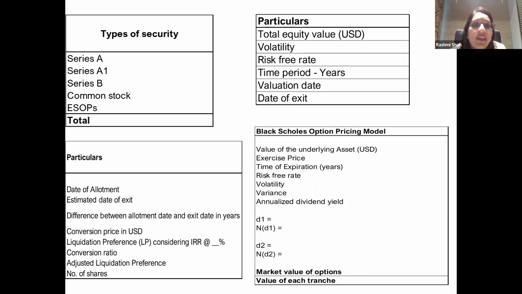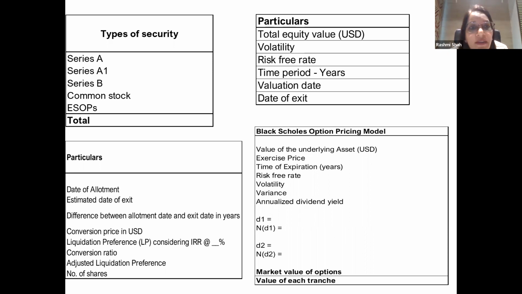And as the name suggests, whatever transaction the company has undertaken, any funding round that a company has undertaken, if you try to iterate and get the value of all the instruments based on that funding round itself, that is called a back solve. Okay, so you're using a backward approach to get the value of all the instruments of the company at present.